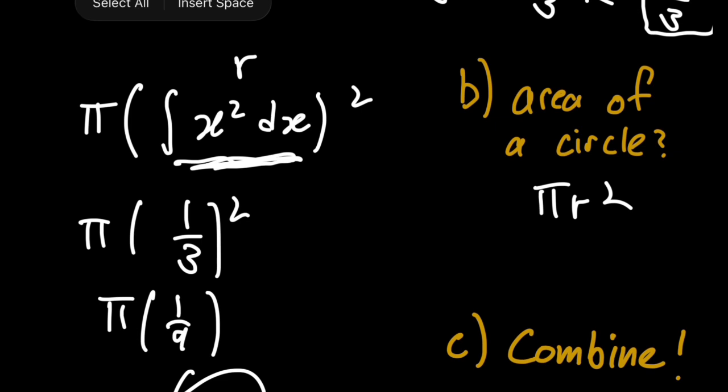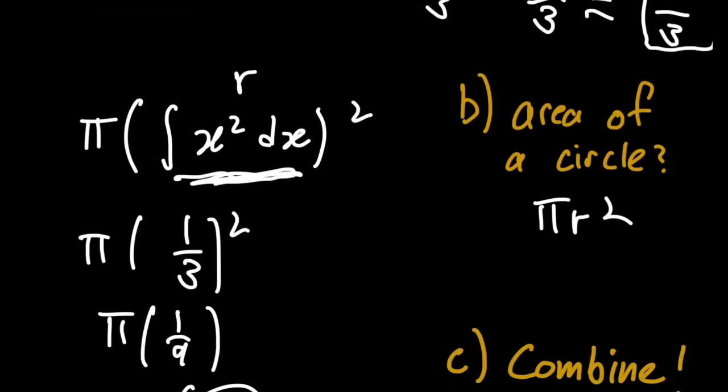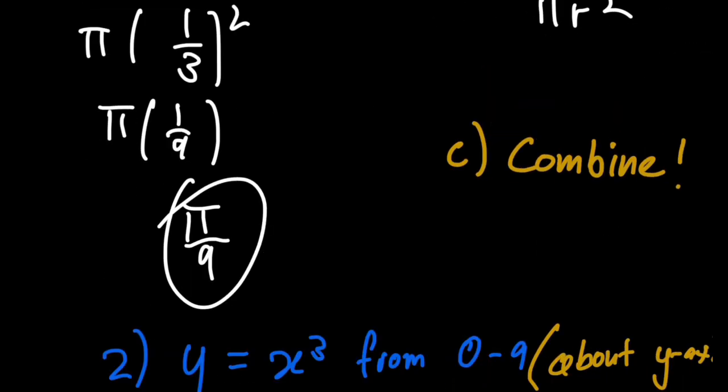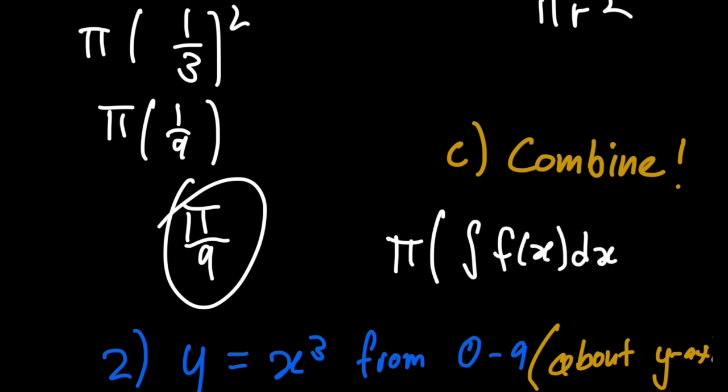So if it ever tells you to rotate a function about the x-axis or the y-axis, this is the process you would solve it by. You use the formula pi times the integral of f of x dx, squared. And that'll give you the volume encompassed by rotating any function about the x-axis.